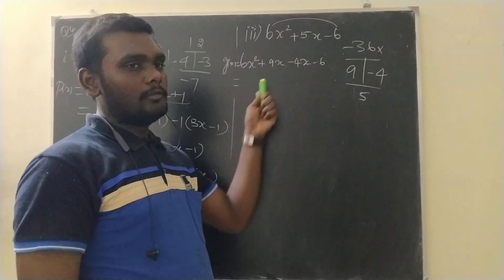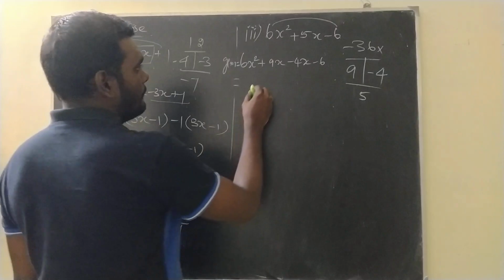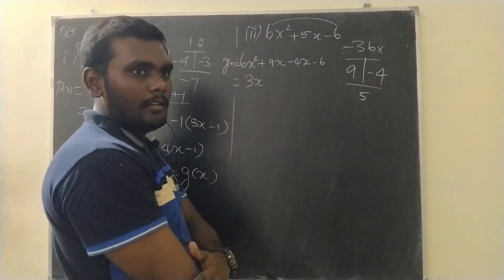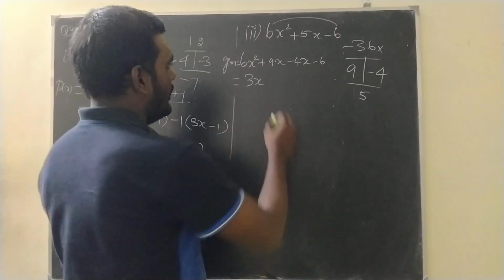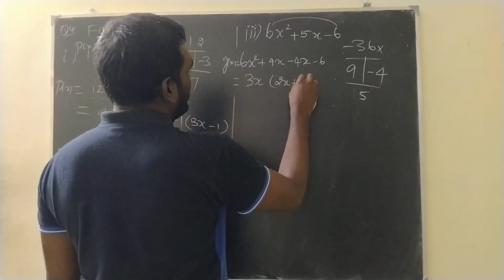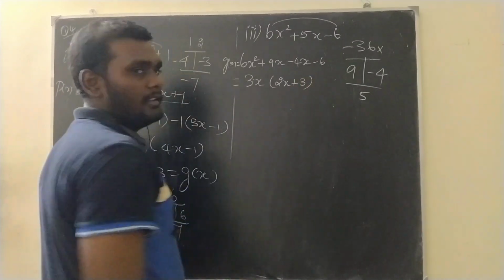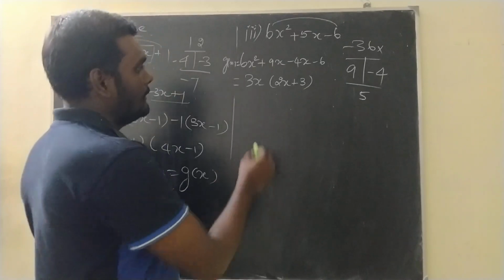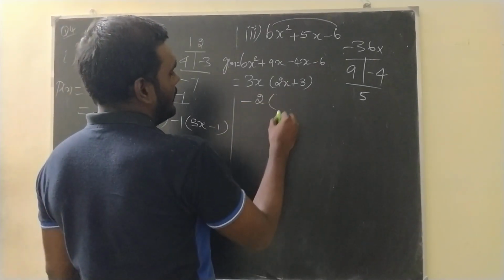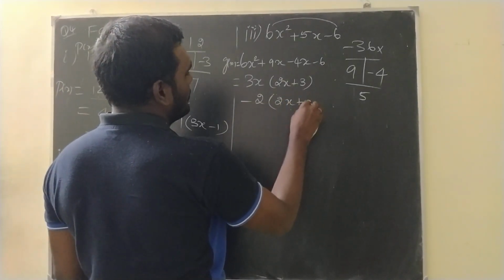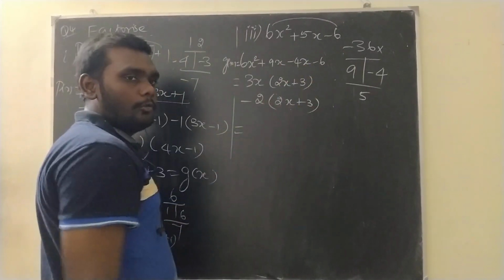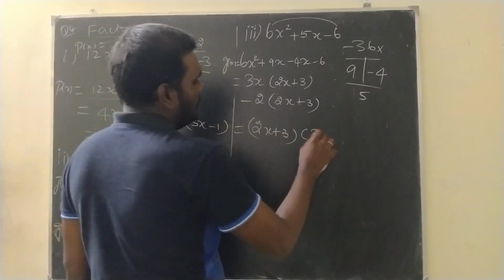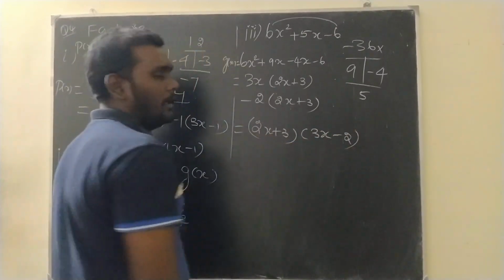Okay. From the first two terms, what can be taken? 3x can be taken out. 3x can be taken out or not? Then we'll be having 2x plus 3. We should get the same 2x plus 3 here. For that, what can be taken out? Minus 2 can be taken out. Then we have 2x plus 3. Now it is reduced to two terms. From these two terms, 2x plus 3 is common and 3x minus 2. That is all.